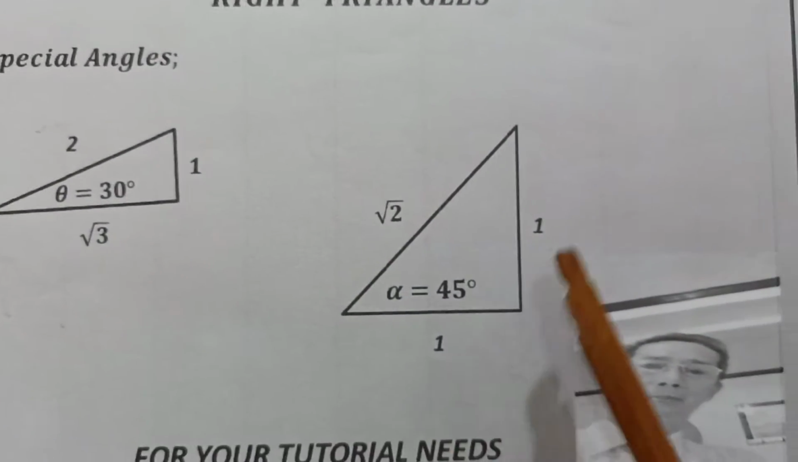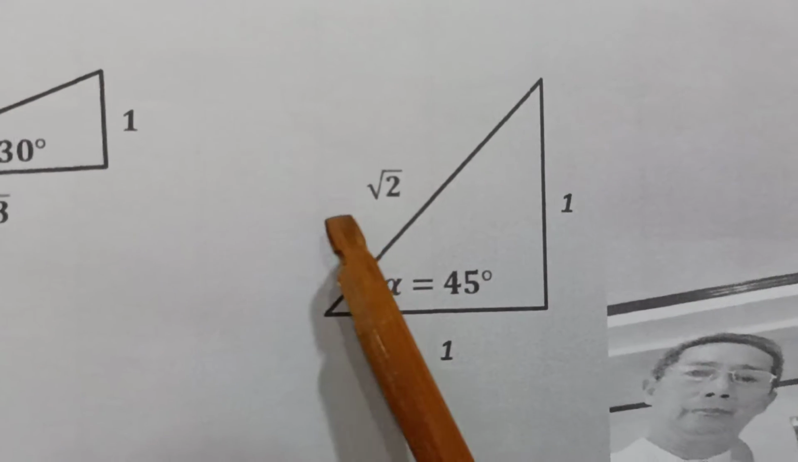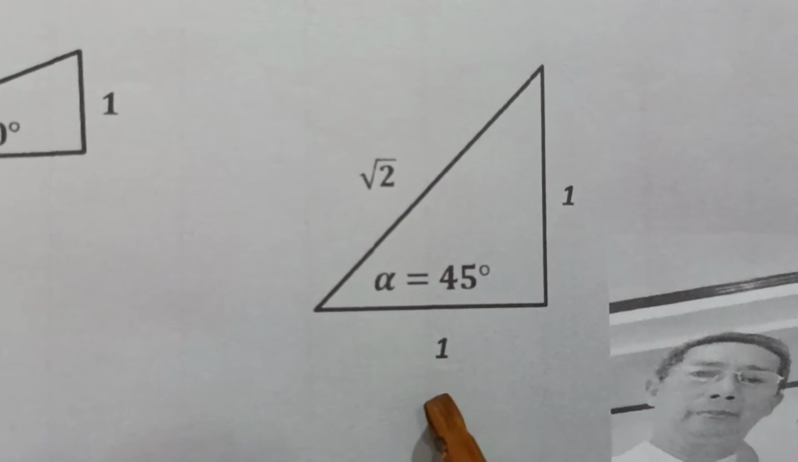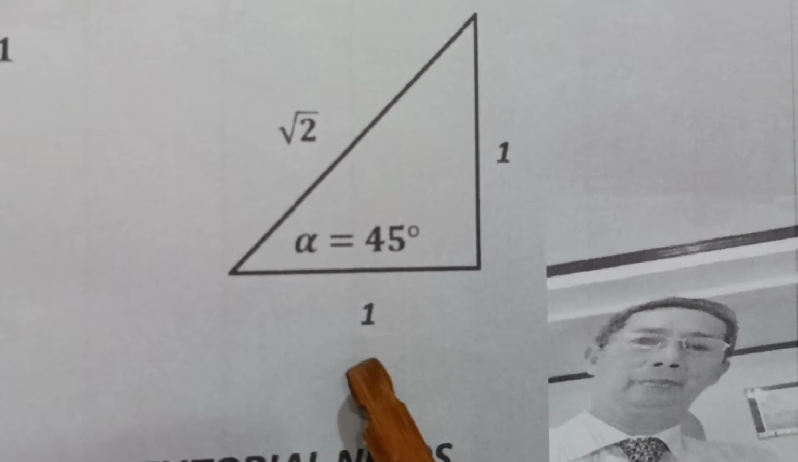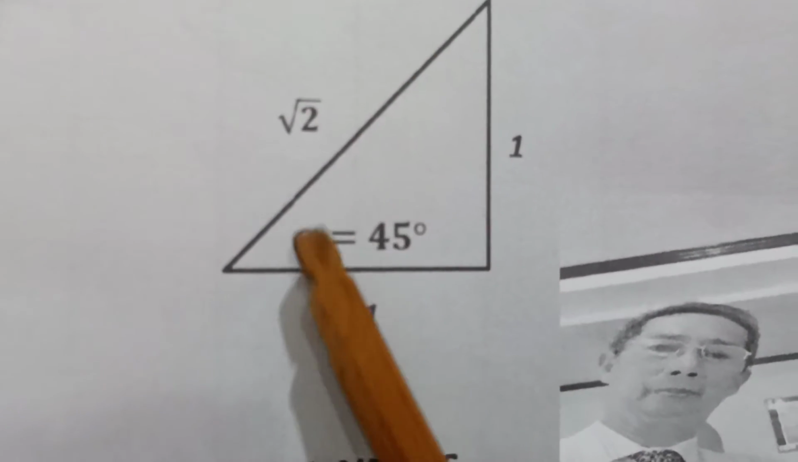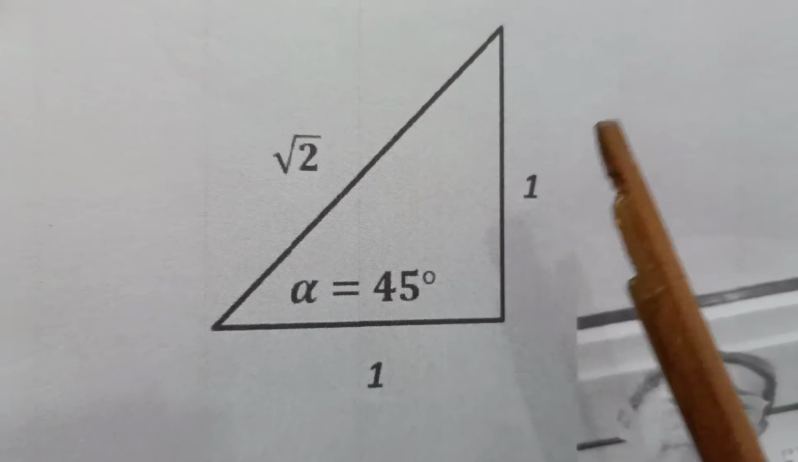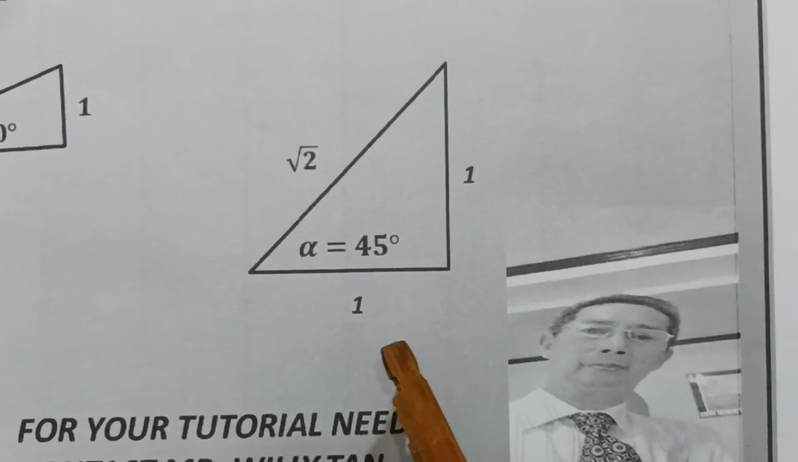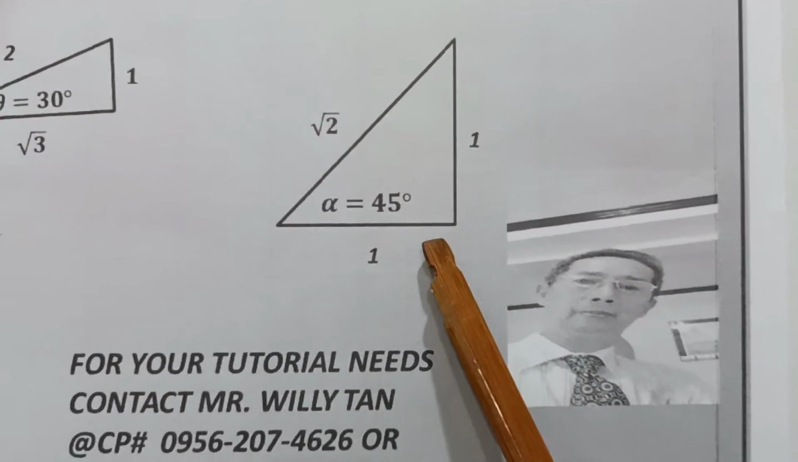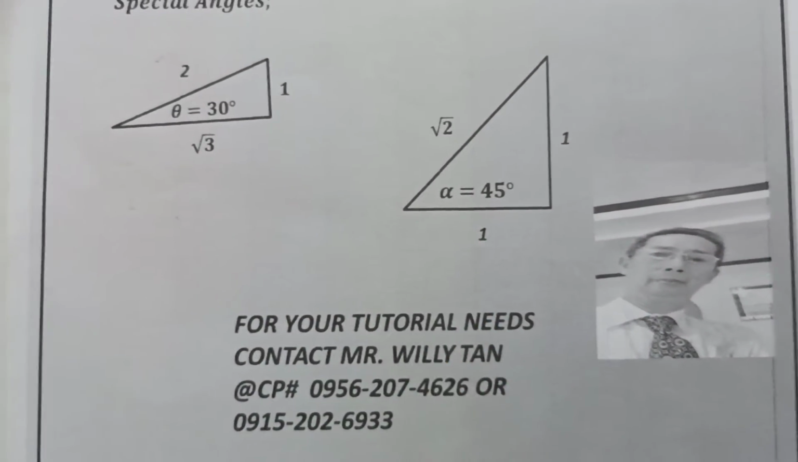Sine is 1 over square root of 2, cosine is 1 over square root of 2, tangent is 1, and cotangent is also 1. And then the cosecant is square root of 2 over 1, and the secant is square root of 2 over 1. So we're going to apply this in a very nice topic on trigonometry, that is the addition formulas.